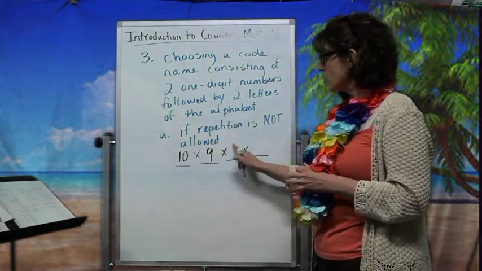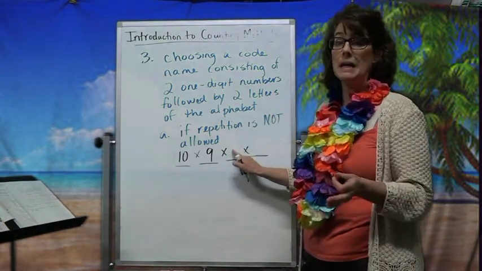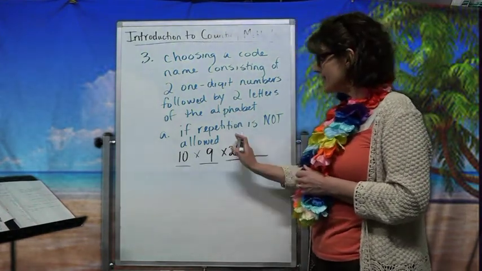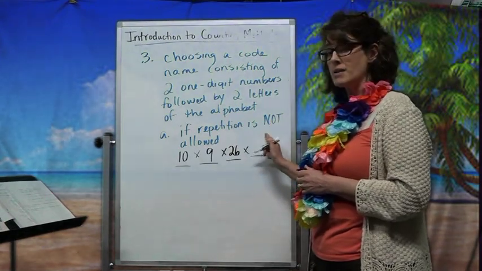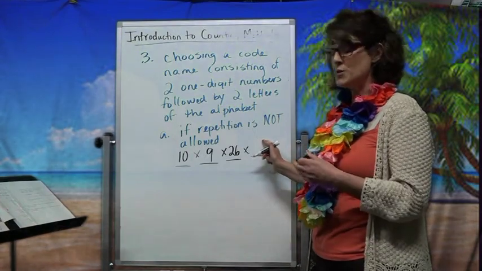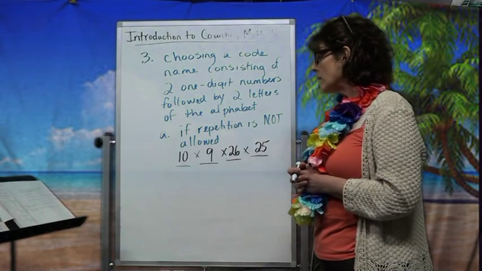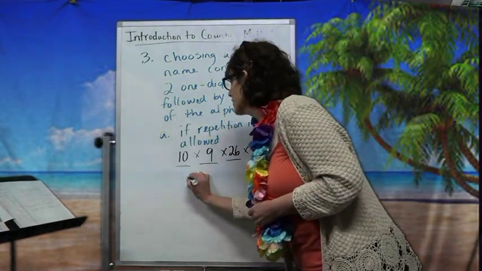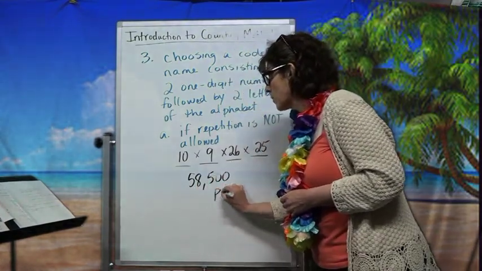So now let's look at this situation over here with the 2 letters of the alphabet. This one, I can pick any letter that I want. 26 options right there. But once I select that letter, I can't use it again. So now here, I should have had 26 options, but I don't have 26 options anymore because I took one of them out. So I've reduced it down to 25. So now I'm just going to multiply all those numbers together, and when I multiply all that out, I get 58,500 possible outcomes.